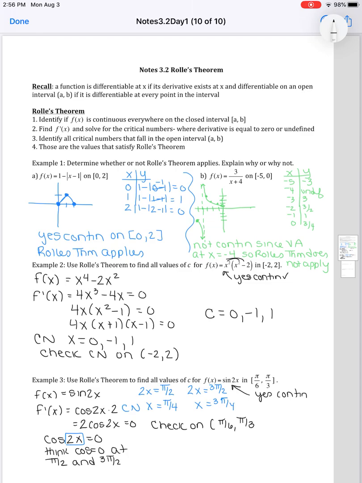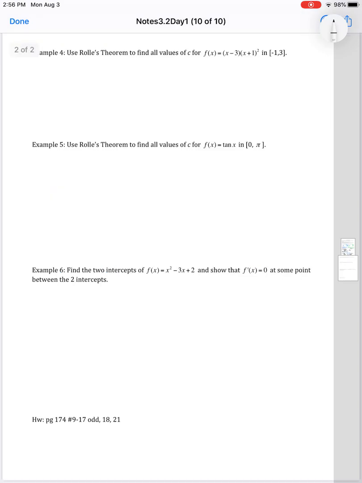So now you're going to check on the open interval, pi over 6 to pi over 3. Okay, pi over 4 works, but 3 pi over 4 is outside of the interval, so that one doesn't count. So your C value is only going to be pi over 4. And you can just say outside interval. So again, 3 pi over 4 doesn't work out.